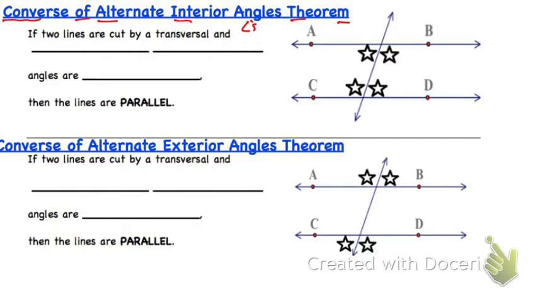So, if two lines are cut by a transversal, and this time we're using alternate interior angles. Does it make sense that we're using alternate interior angles when it's the converse of the alternate interior angles theorem? It makes sense to me. Two lines are cut by a transversal, and alternate interior angles are congruent, then the lines would be parallel. So if they're not congruent, then the second part is not true. With if-then statements, the first part's true, we can know the second part's true.